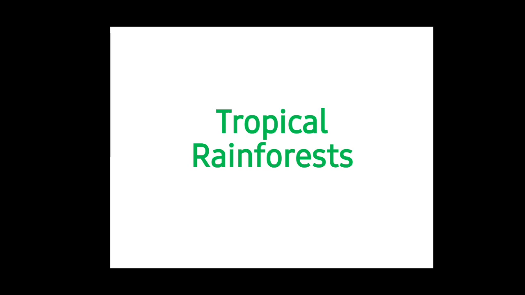What is meant by tropical rainforest? In the previous lesson we have seen what is meant by tropical zone. The torrid zone is also known as tropical zone. Why? Because the torrid zone lies in between the Tropic of Cancer and the Tropic of Capricorn. So, the torrid zone is also called the tropical zone, and the forests which lie in this region in the torrid zone are known as tropical rainforest.